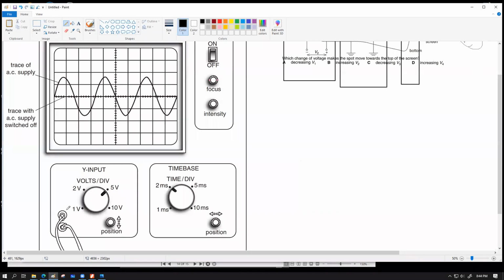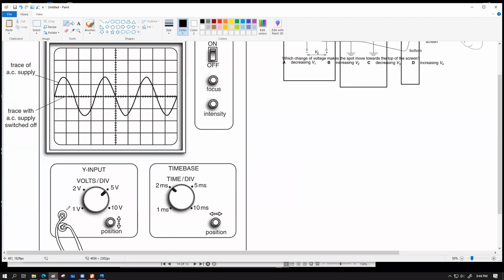So the input has to be put onto the y-axis, and then we can choose how big each division on each scale will be by turning the knob, on the y-axis value or on the time base axis. Have a look at the lecture video.